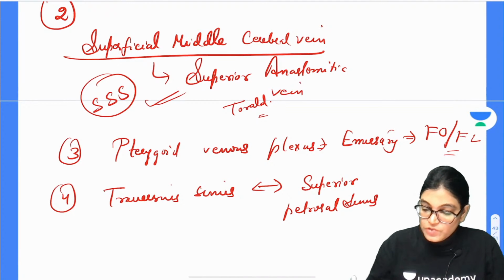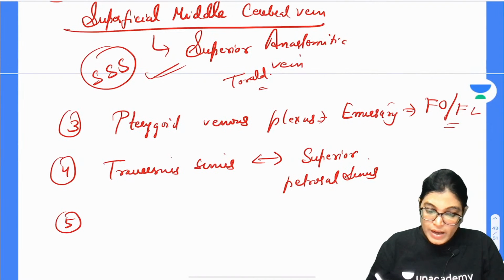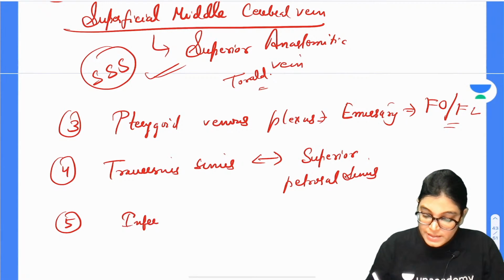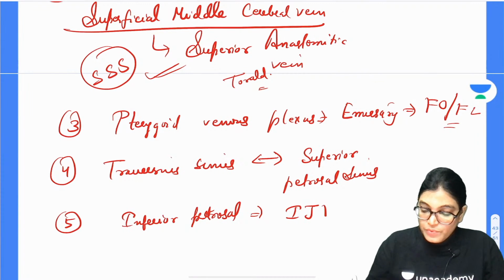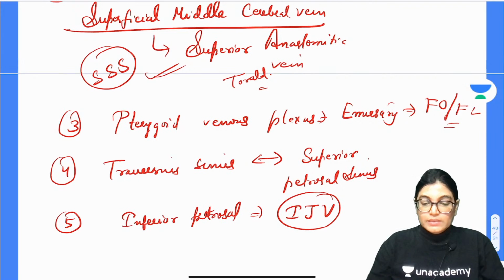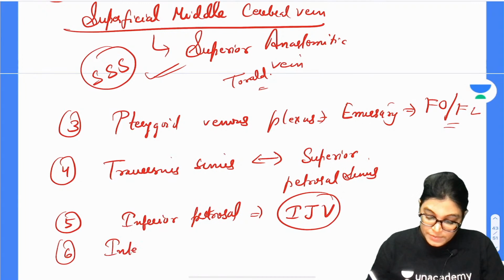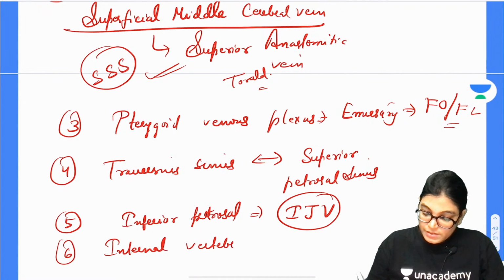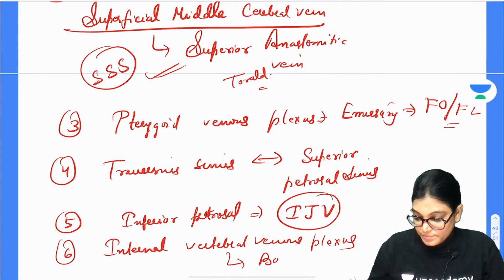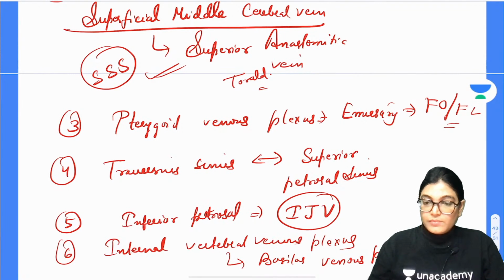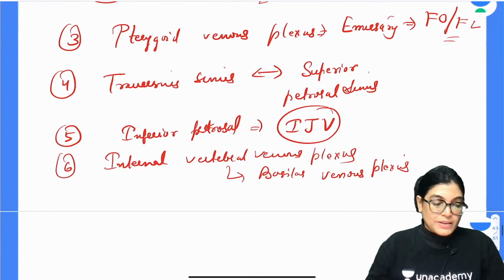The other communication which we have seen as a draining channel is via the inferior petrosal sinus, which will form a route of communication of the cavernous sinus to the internal jugular vein. And we know that the internal vertebral venous plexus will also form a communication via the basilar venous plexus. So these are the routes of communications.